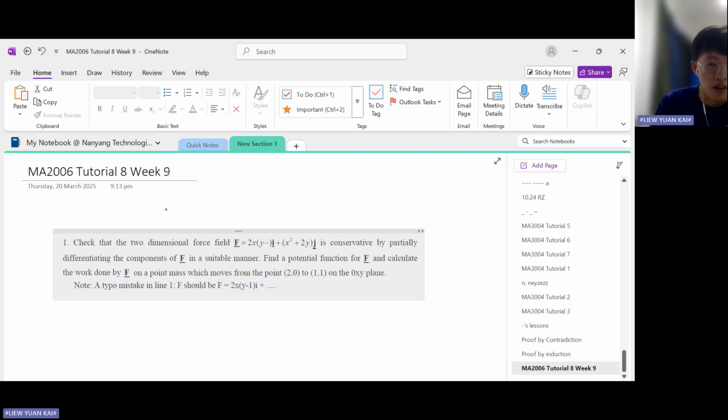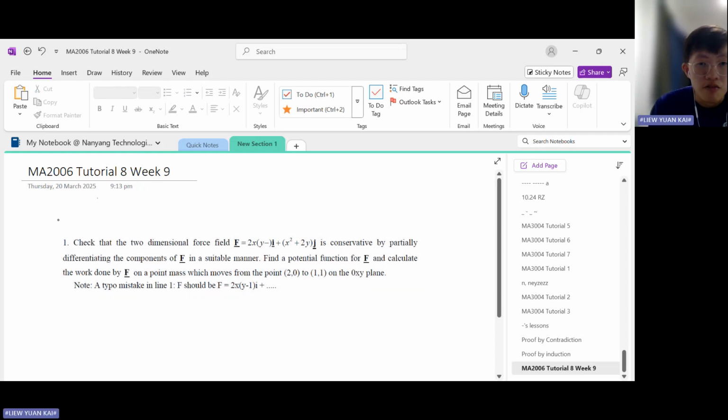Tutorial 8, question 1. So let's read the question. Check that the two-dimensional force F given is conservative by partially differentiating the components of F in a suitable manner. And then find a potential function for F and calculate the work done by F on a point mass which moves from this coordinate to the next coordinate.